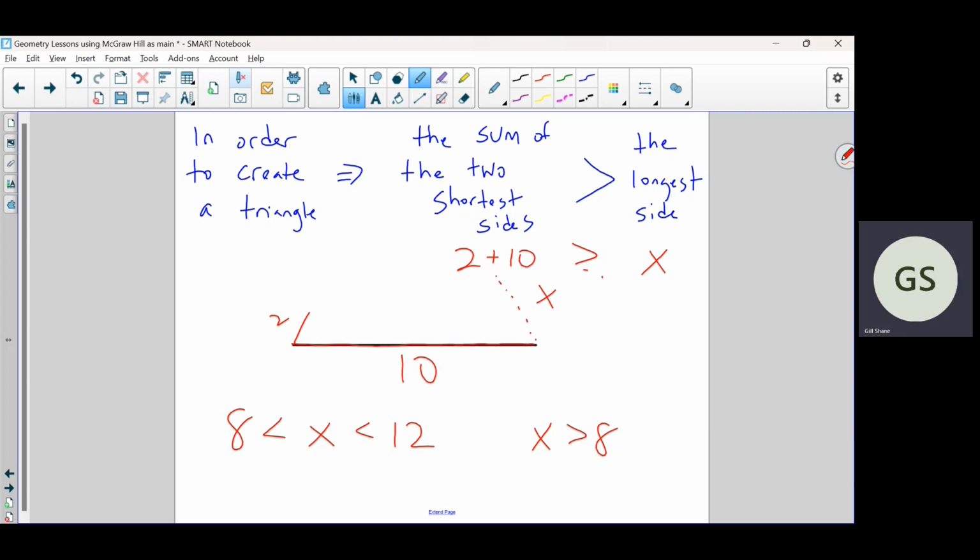X has to be between those two values. And this is the way you write that X is between the two values. X is greater than the smallest number. It's got to be less than the bigger. If it gets bigger than this, then you can no longer create a triangle. If it gets smaller than this, you can no longer create a triangle.